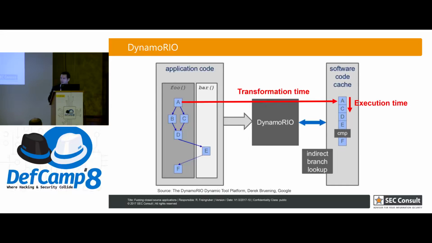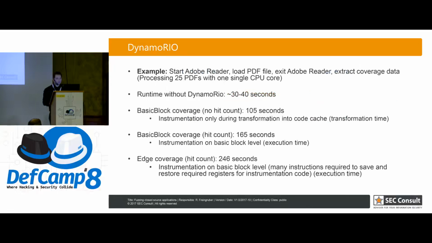So it means if you want to get the hit count, so how often this code is executed, you have to do this at execution time. For example, if I'm starting Adobe Reader, loading a PDF, closing it, and then starting Adobe Reader again, and I do this 25 times with a single CPU core on a virtual machine, without instrumentation I need about 30 or 40 seconds for this.